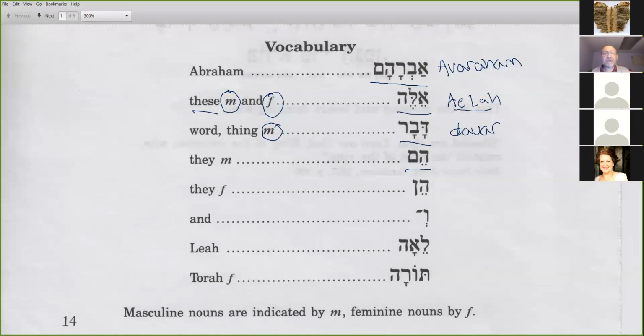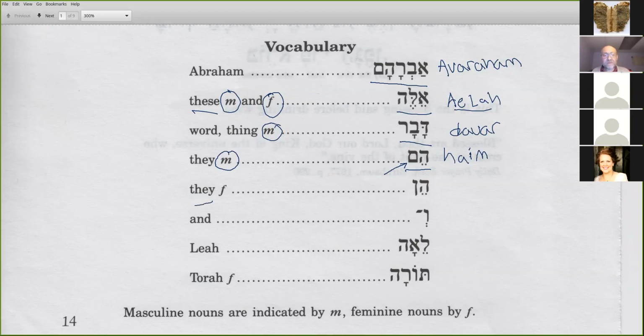Haim is "they," but it's masculine. Notice that. And here's our indicator for masculine. Keep an eye on that. H-A-I-M. We can transliterate that way.